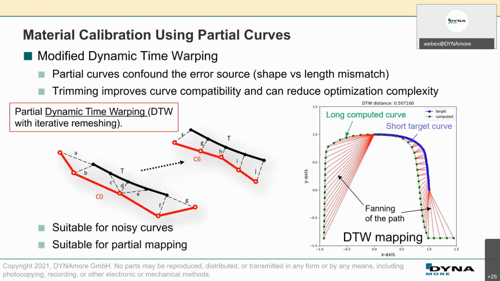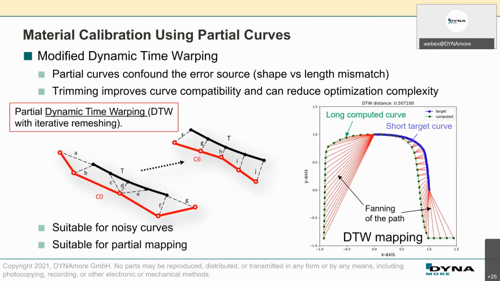And the last new feature LSOpt 7.0 has is regarding material calibration using partial curves. So we already talked about similarity measures in LSOpt before. We now have a modified version of the dynamic time warping. The standard dynamic time warping considers the full curve for both test and simulation curves, which has a problem that partial curves confound the error source.